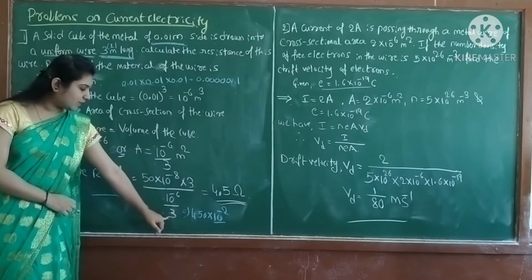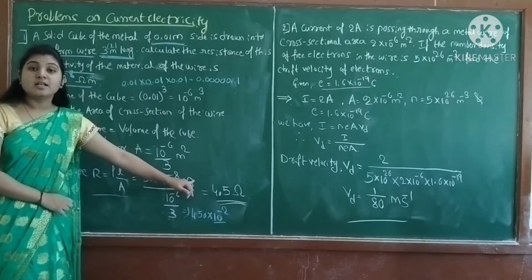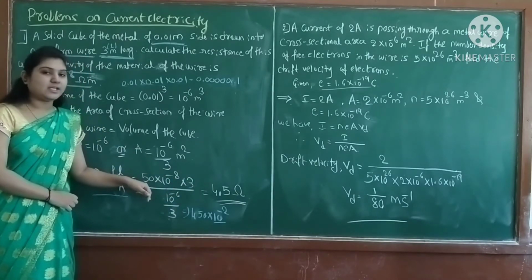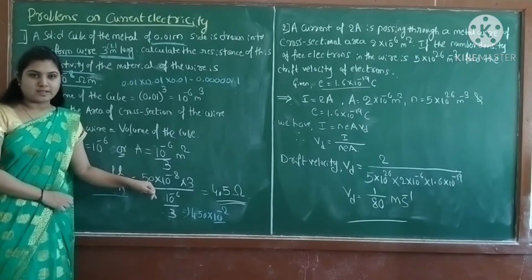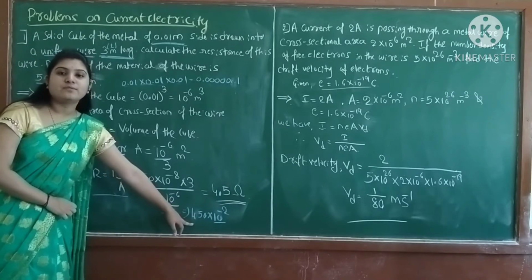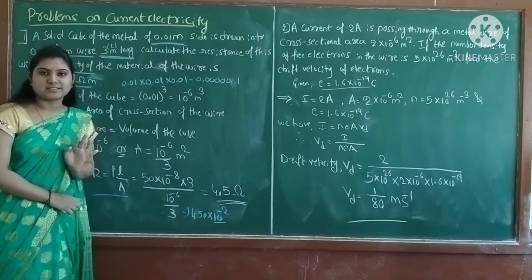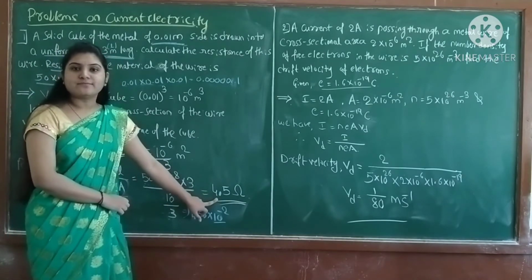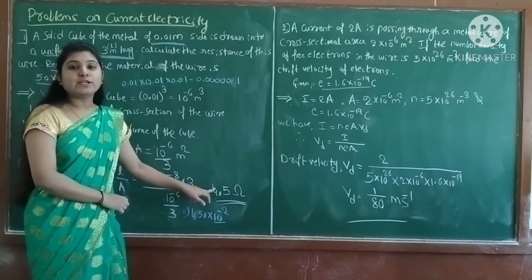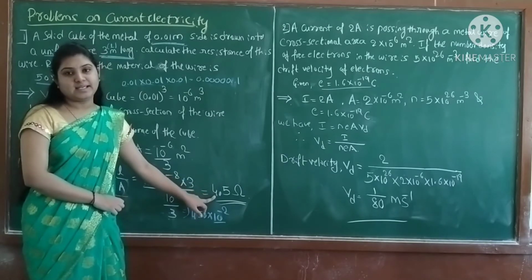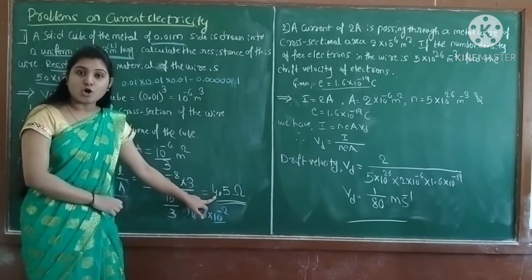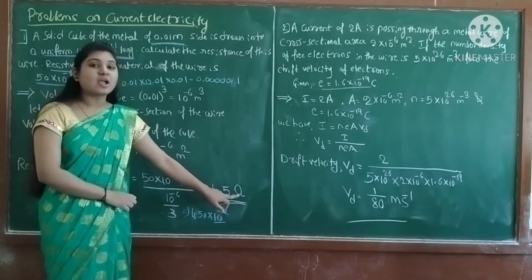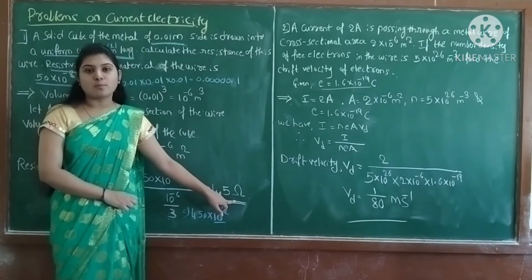So 3 into 3, 9. 9 into 50, how much? 450. Just I wrote here. 450 into 10 to the power minus 2. You can write this much also or else 4.5 ohm. SI unit should be compulsory in your answer because it carries the half marks in your problem part.